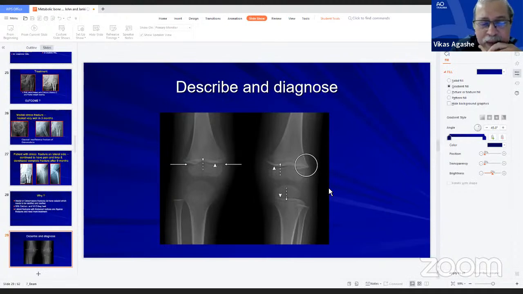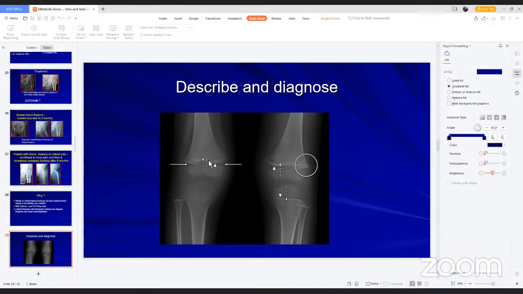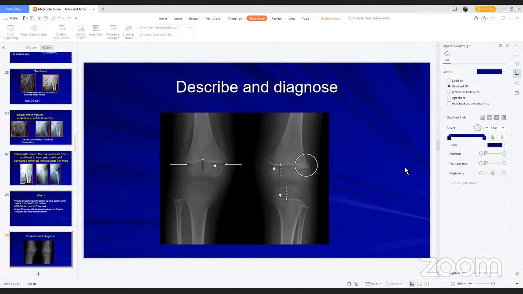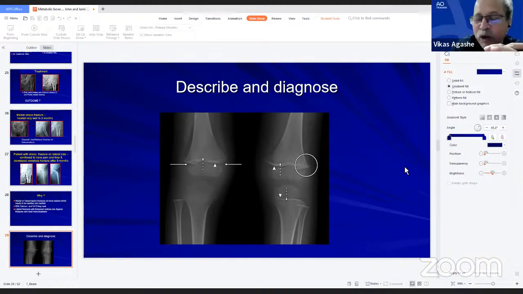Okay. So can you see a spur-like thing? Can you see this? White line of Frankel. White line of what? Frankel. What is it? Scurvy, sir. Scurvy. Perfect. Okay.